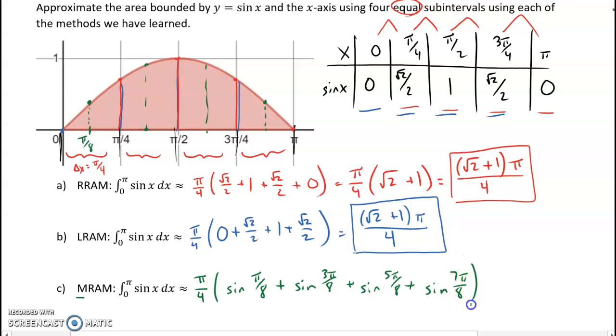Now, if you are feeling very brave, then you can go ahead and pull out that half-angle identity that you learned last year in pre-calculus, and you can evaluate this.